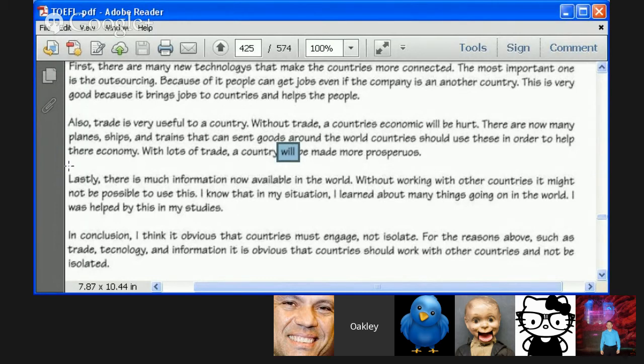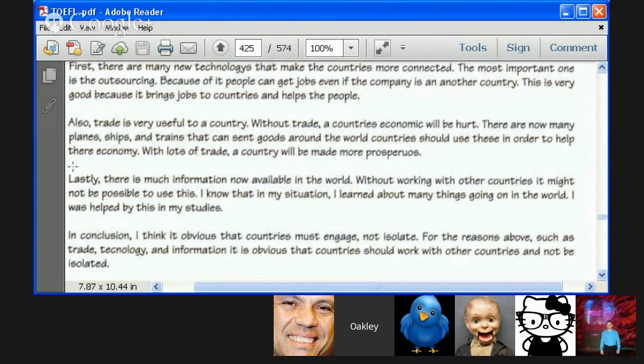Heidi, next paragraph. Lastly, there is much information now available in the world. Information now available. Bingo, now available. It's information.